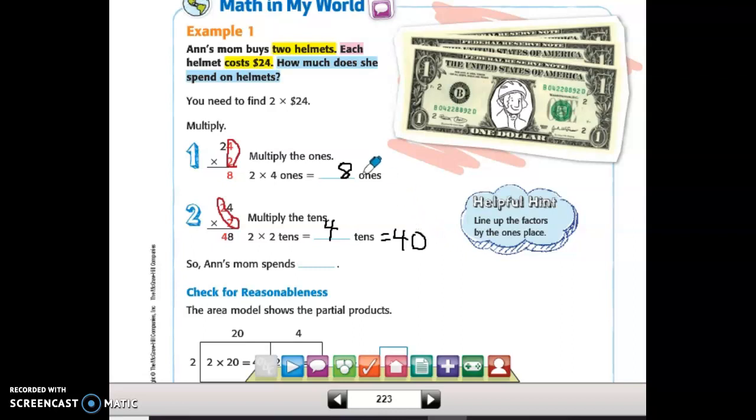So the part that they're not showing is the addition of 40 plus 8. So here, I just wrote out the 40 plus 8 equals 48. So Anne's mom spends 48, and I don't want to forget my dollar sign, $48 on helmets would be the complete answer.